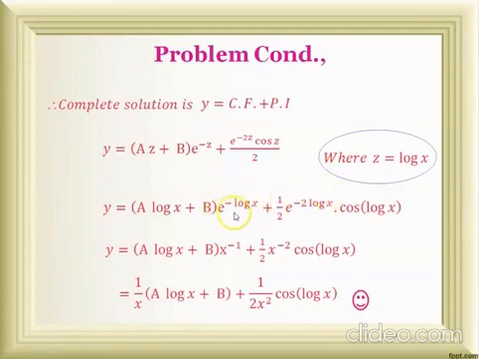E power log value is 1. The left thing is x power minus 1. Here also e power (log x) power minus 2. E power log value becomes 1. I'll get x power minus 2.